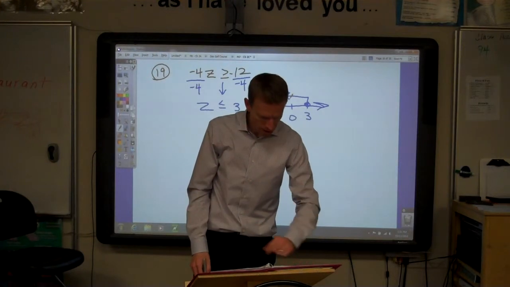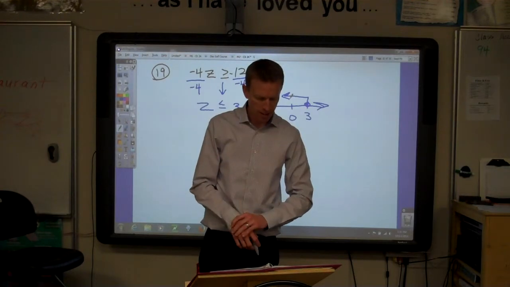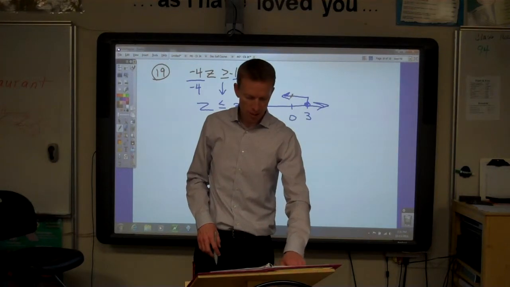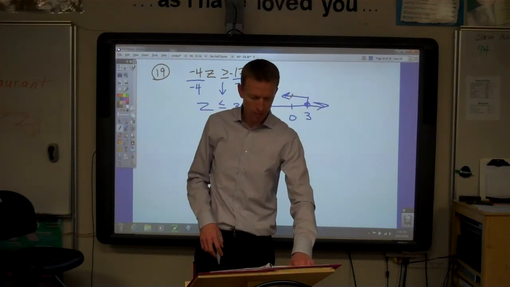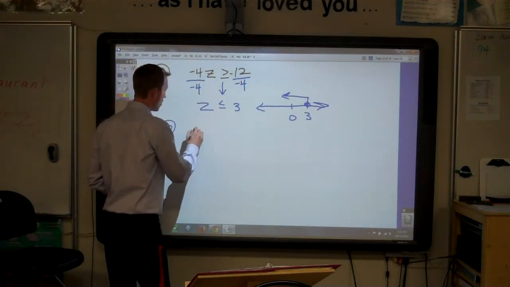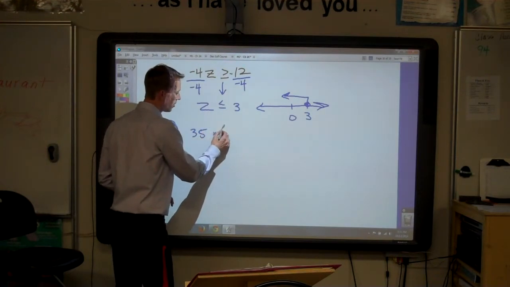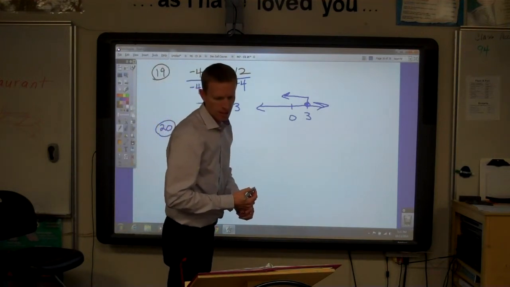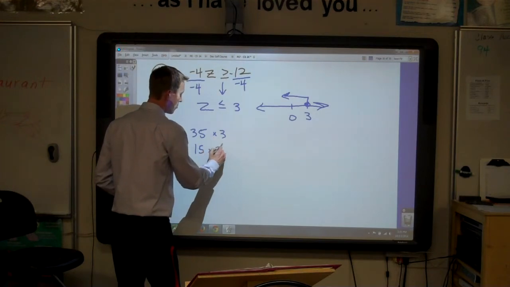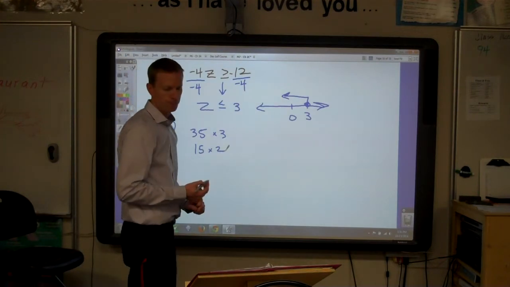Number 20. Central Middle School sold 50 tickets for one night at the school play. Student tickets sold for $2 each, adult tickets sold for $3 each. They took in $135. 35 adult tickets work. So number 20, you should have found that. 35 adult tickets, 35 times 3, plus 15 student tickets, 15 times 2. That combination works to make $135.